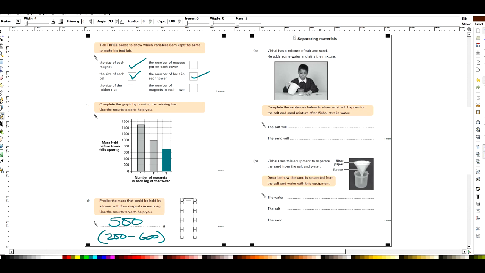Done. Okay, separating materials. Vishal has a mixture of salt and sand. He adds some water and stirs the mixture. Complete the sentence below to show what will happen to the salt and sand mixture after Vishal stirs in water. The salt will, hang on one second, let's give somebody else a chance. The salt will dissolve. Excellent. The salt will dissolve, okay.